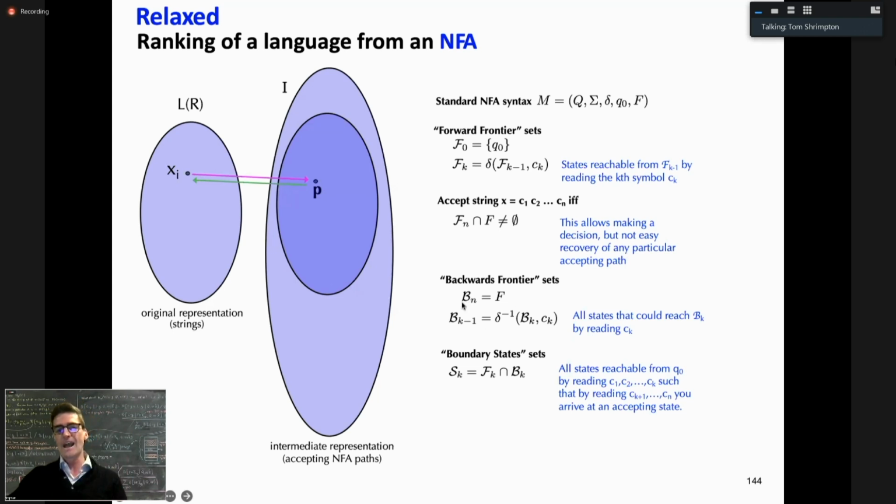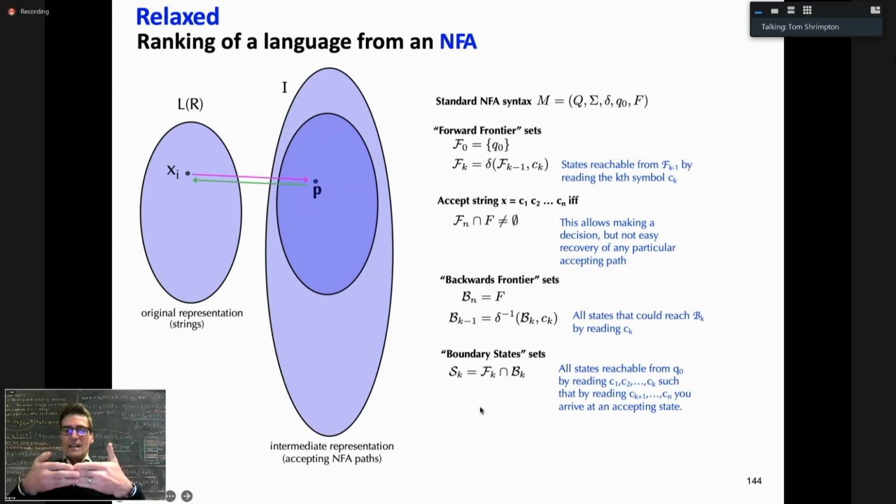So you start now from the back end. You start by saying, okay, backwards set b sub n is the set of accepting states to start with. And then you roll backwards and you say, b sub n minus one is going to be all of the states that could have reached one of the accepting states by reading the last symbol in the string. You keep these going backwards.